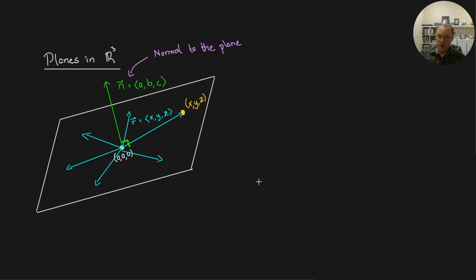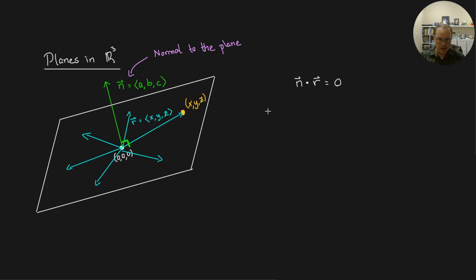So now, what do all these vectors in the plane have in common? Well, since they're in the plane, they're also orthogonal to the normal vector, right? What do we know about vectors that are orthogonal? The dot product of two orthogonal vectors is always 0. And that happens only when the vectors are orthogonal. So if I take the normal vector and I take the dot product with vector r, which has components x, y, z, that should be 0.